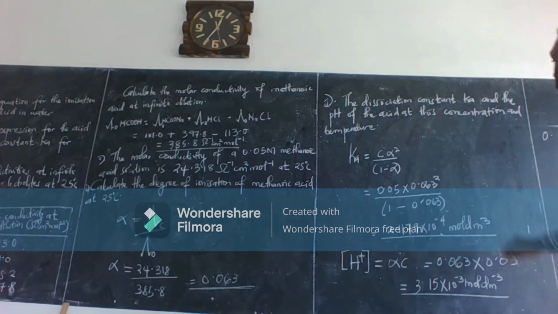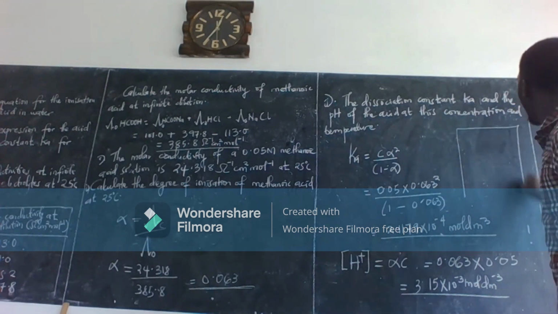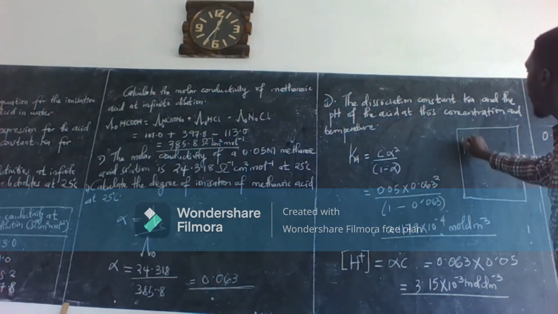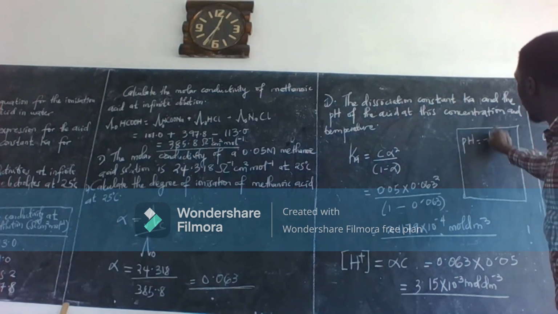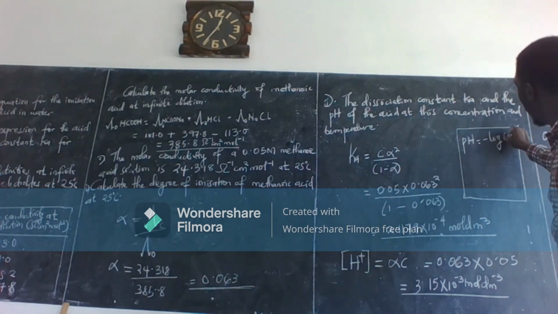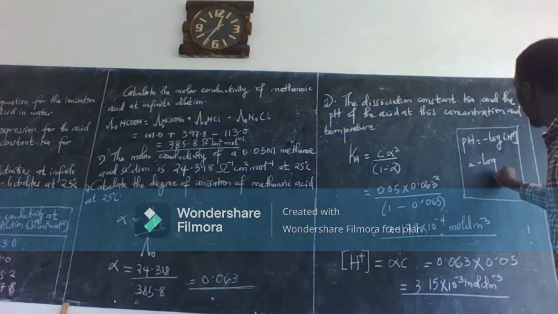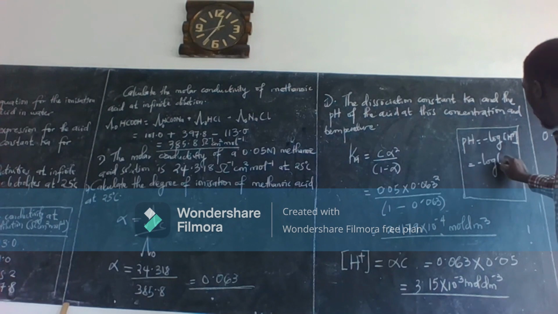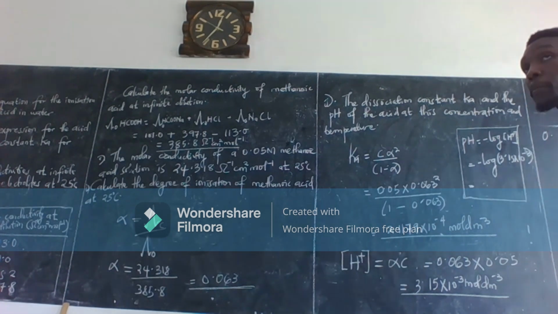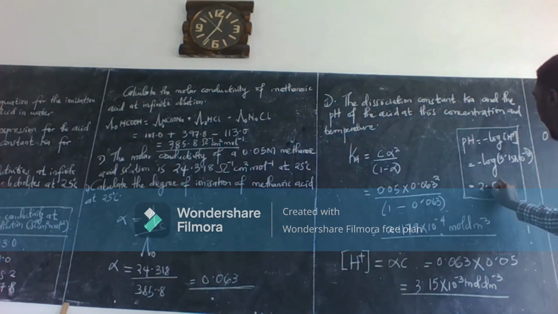Then absolutely our pH, that's part of the question. pH will be equal to negative log concentration of hydrogen ions, which will be equal to negative log of 3.15 exponent negative 3. What is the pH? 2.5 is the pH of our acid.